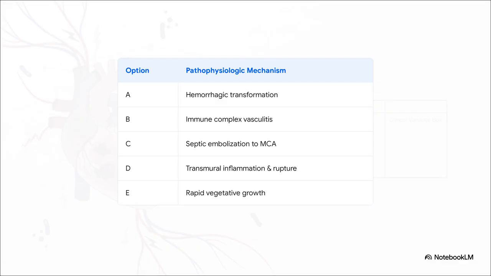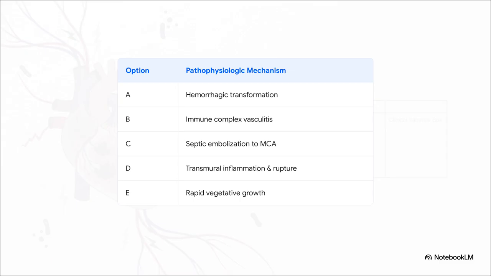Systematic elimination of the distractors is key here. The clinical picture of a thunderclap headache and basilar hyperdensity on CT confirms a subarachnoid hemorrhage. Option A, hemorrhagic transformation, usually follows a localized ischemic infarct. It doesn't typically present with basilar hyperdensity. Option B, immune complex deposition, causes things like glomerulonephritis, not a massive subarachnoid hemorrhage. Option C, septic embolization, causes sudden focal weakness, not a thunderclap headache. Option E, rapid vegetative growth, leads to acute heart failure, not intracranial hemorrhage.